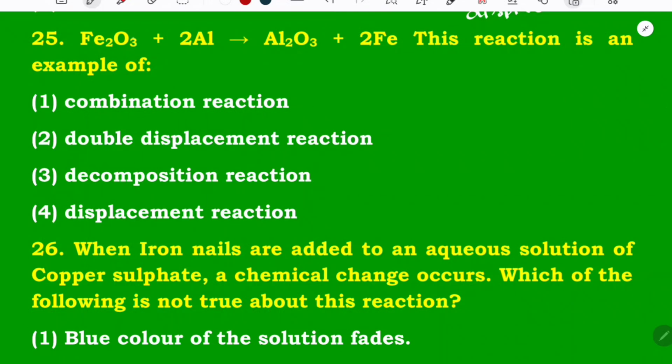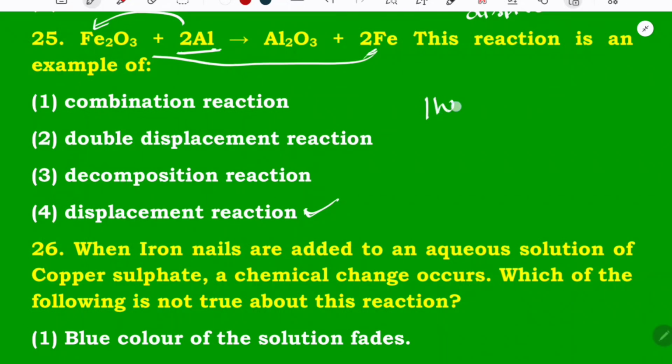Next one. Fe2O3 plus 2Al gives Al2O3 plus 2Fe. This reaction is an example of what? Clearly, aluminium is more reactive than iron, so aluminium occupies iron's place and iron is coming out. A more reactive element can displace a less reactive element. So that will be a displacement reaction. Sure, no doubt.